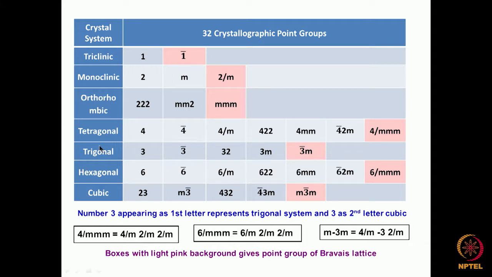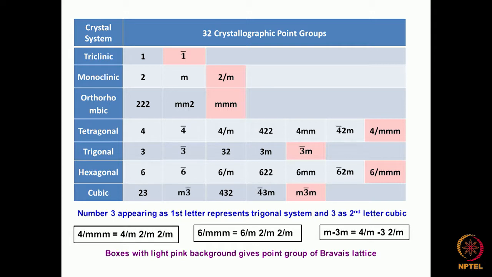Similarly, some of the symmetries shown here are not the full symmetry. Here it is m 3 bar m for cubic. Actually the full symmetry operation is essentially 4/m, 3 bar and 2/m. And where it is written for tetragonal as 4/mmm, it corresponds to 4/m, 2/m and 2/m.